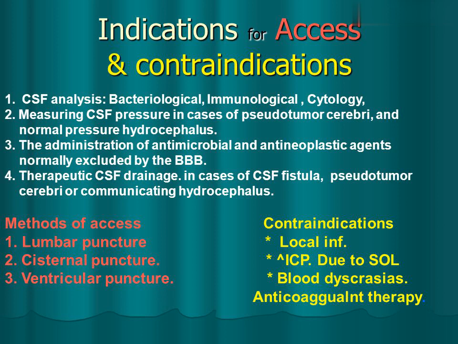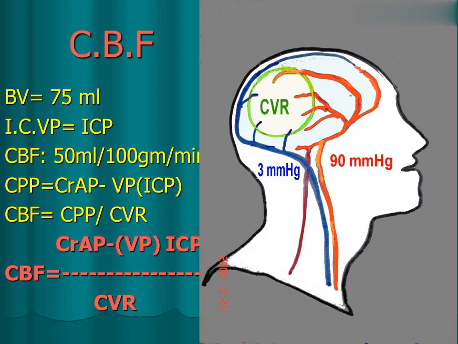Methods of access and contraindications. 1. Lumbar puncture: local sepsis. 2. Cisternal puncture: raised ICP due to SOL. 3. Ventricular puncture: blood dyscrasias, anticoagulant therapy. CBV equals 75 milliliters. CBF equals 50 milliliters per 100 grams per minute. CPP equals MAP minus ICP.